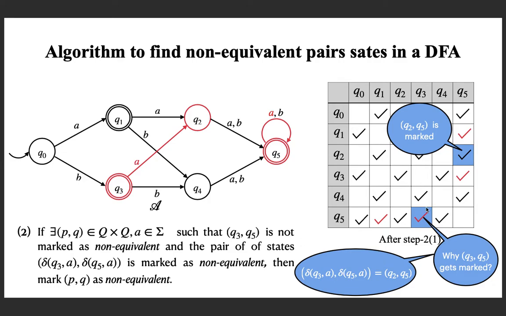and from Q3 Q5 if you apply A, from Q3 on an A you are getting into Q2, and from Q5 on an A you are getting back to Q5. So you found that Q3 Q5 was not marked, but from that pair on an A you are reaching into Q2 Q5 which is already marked as non-equivalent. Then by step 2 you are marking Q3 Q5 as well. That is what you did.